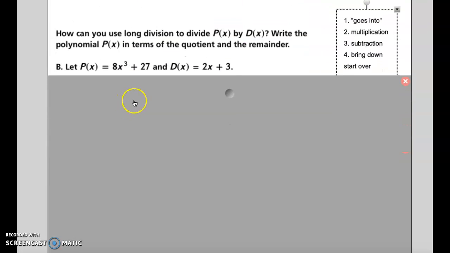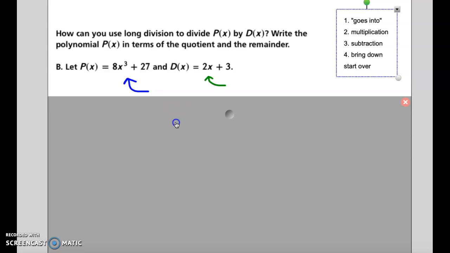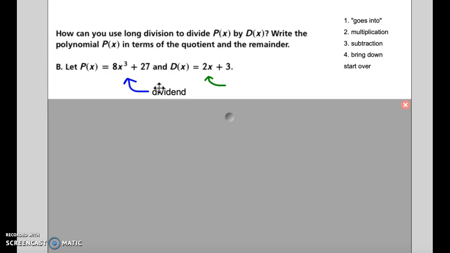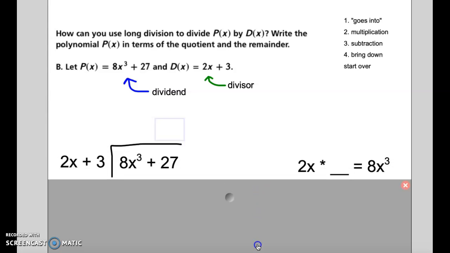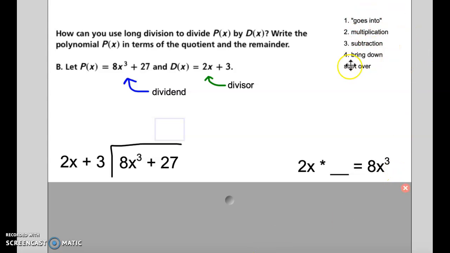Okay, this is the one we're going to do. Here we have p of x is 8x cubed plus 27. There's our dividend. And d of x is 2x plus 3. There's our divisor. So we want to set this up. Okay, it'll look something like this. And then we'll start. Remember, I copied and pasted this over here.